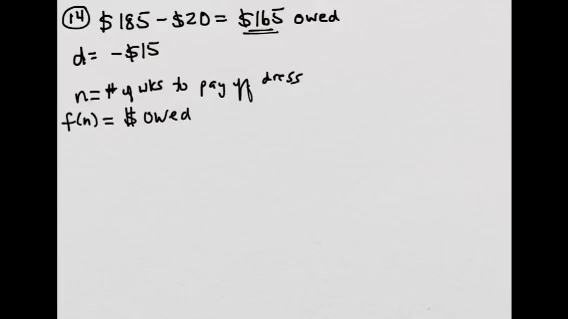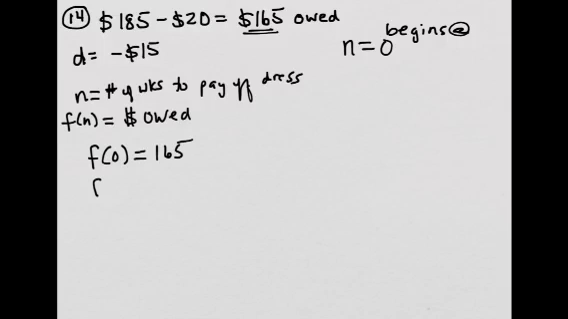So in this problem, n starts off with 0, because right now she owes $165 and she's not going to pay anything until next week. So for this problem, n begins at 0. So we're going to do the recursive: f of 0 equals 165, because that's what she owes right now. Then f of n equals the previous term minus 15, for n greater than or equal to 1.